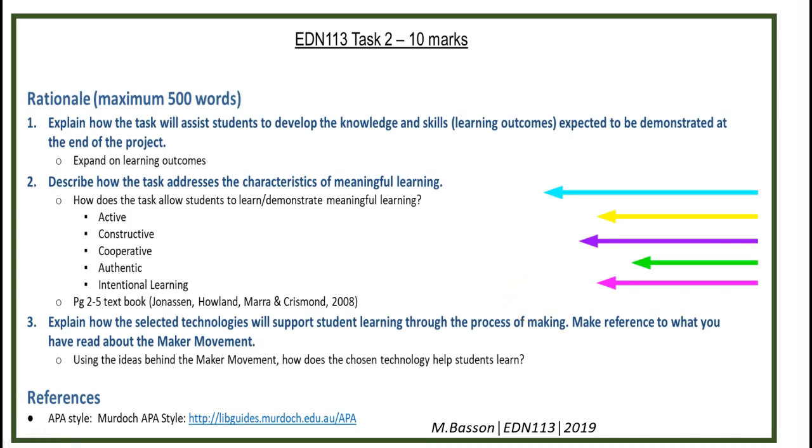Looking at your rationale, it will be a maximum of 500 words. Explain how the task will assist the students to develop the knowledge and skills expected to be demonstrated at the end of this project. Describe how the task addresses the characteristics of meaningful learning. And then explain how the selected technology may support student learning through the process of making. Make reference to what you have read about the makers movement. And then remember your references, always in APA style, and if you go to the link shown on the slides, it will take you to the library guide.